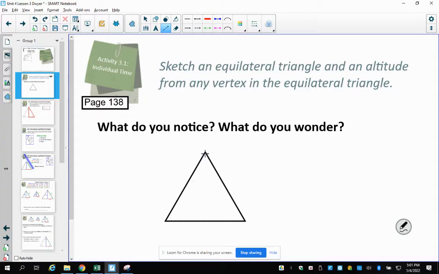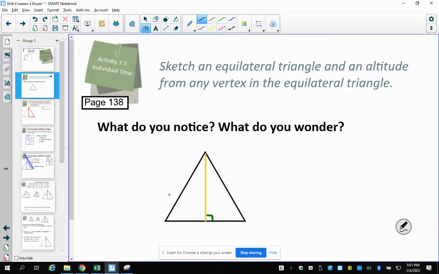Remembering that an altitude goes from a vertex to the opposite side and is perpendicular. Okay, so makes a 90-degree angle. And then what are some things you notice and what are some things you wonder? So pause the video, write down a few things, and then come back.